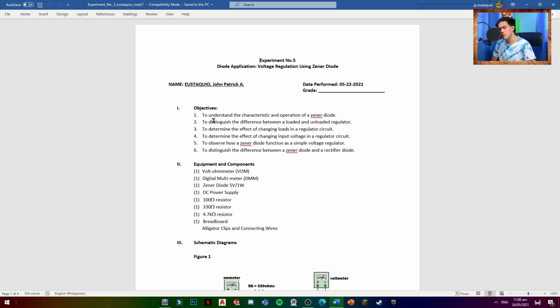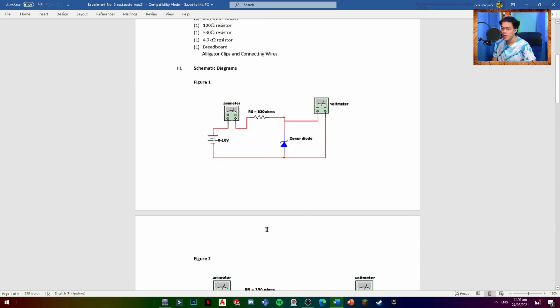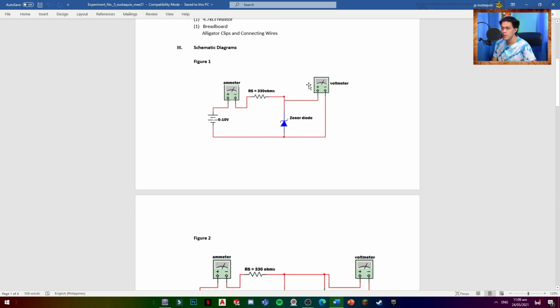And in this experiment, we are going to again use Multisim. But for additional information, here are the equipment and components that I'm going to use. First is 1 voltmeter, 1 digital multimeter, 1 Zener diode, 5 volts, 1 watt, 1 DC power supply, 1 100 ohm resistor, 1 330 ohm resistor, 1 4.7 kilo ohm resistor, 1 breadboard, alligator clips and connector wires. And we are given 2 figures, 1 and 2.